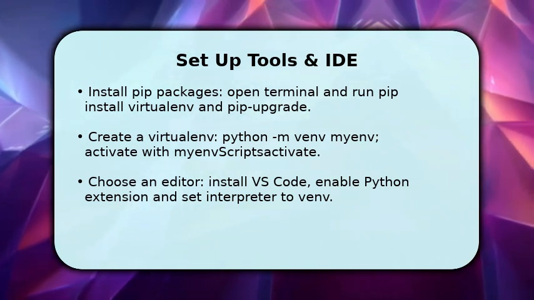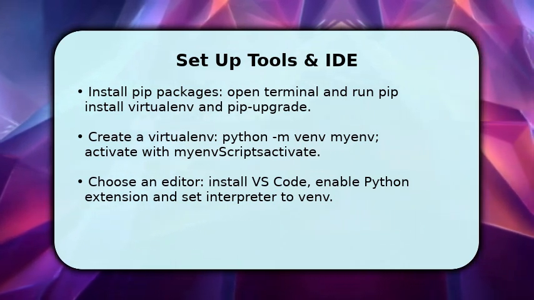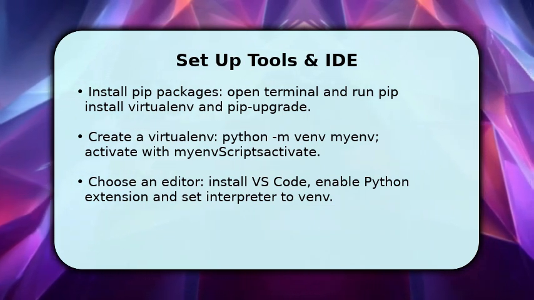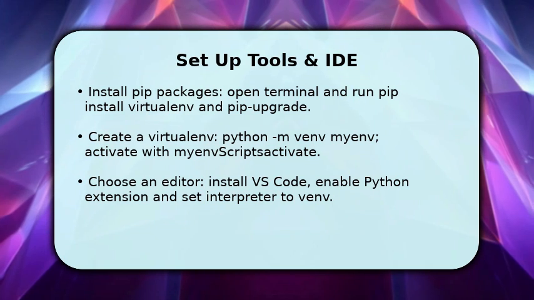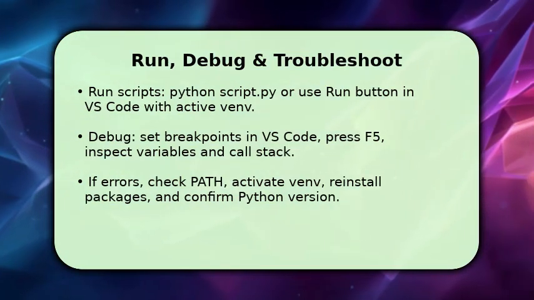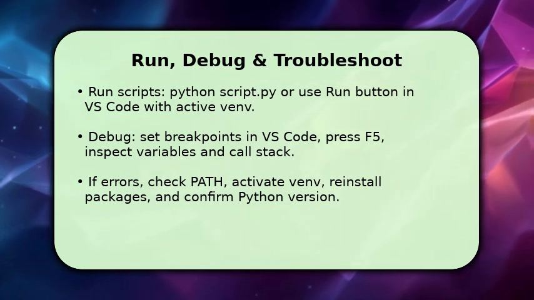Next, install VS Code and add the Python extension. Open your project folder and select the virtual environment as the interpreter so linting and debugging run against the right dependencies. To finish, run your script with python script.py or use VS Code's run button while the virtual environment is active.